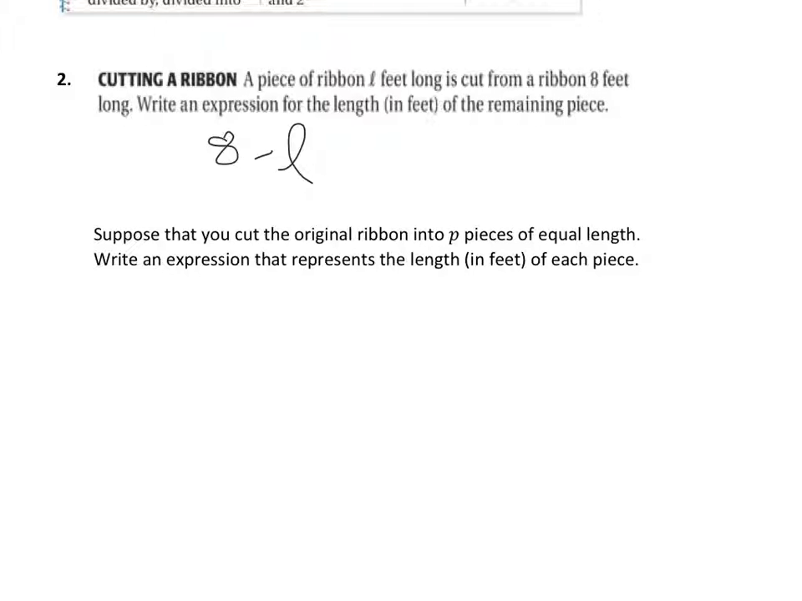Okay? So now keeping with that, it says, suppose that you cut the original ribbon, so we're back with the 8-foot ribbon, into P pieces of equal length. Write an expression that represents, well, P pieces. So you take the 8 and you divide it by the P. That's what each piece is. Okay? And this is inches.